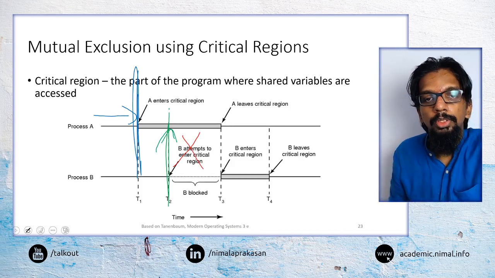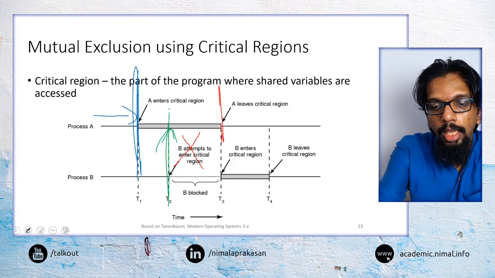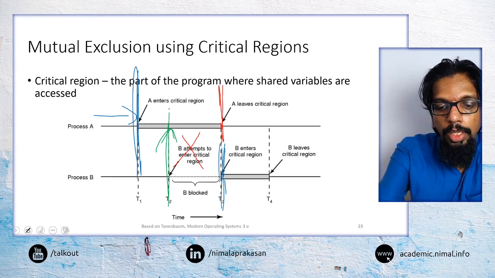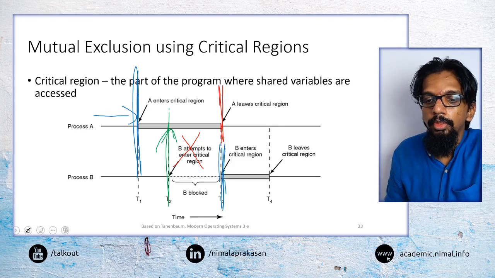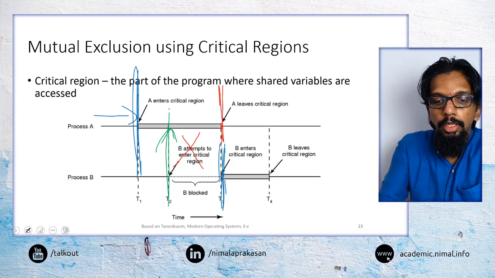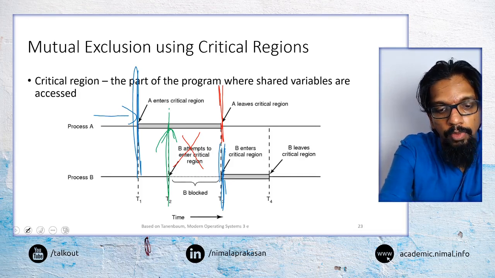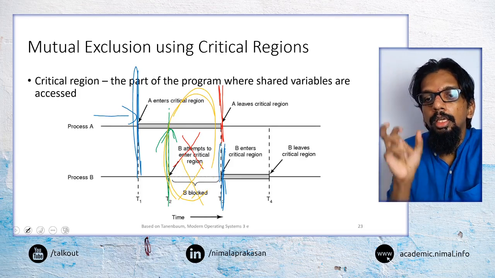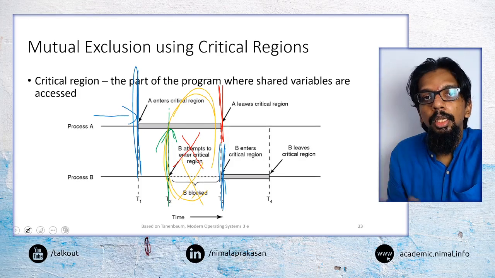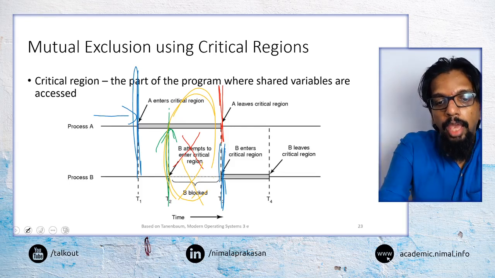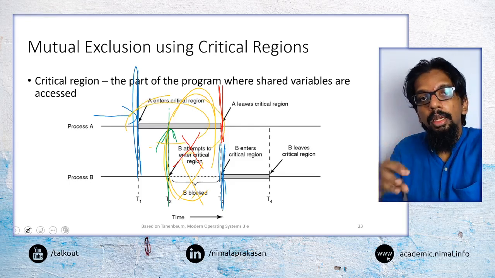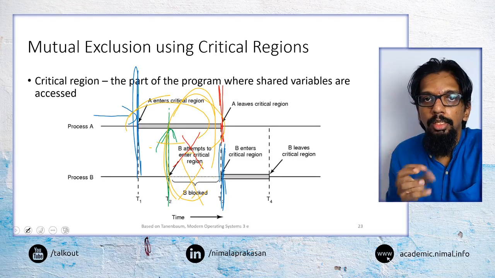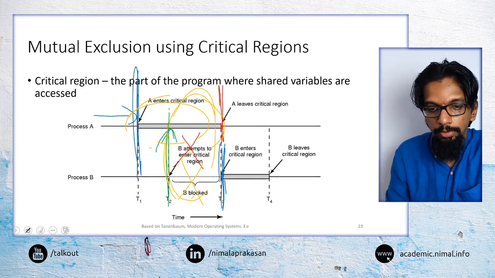We will not allow B to start its critical region until A has completed. So once A has completed, then we will allow B to start its critical region. So at a particular point in time, only one process can be in its critical region. So here we had B blocked. So that is mutual exclusion using critical regions. If A is writing a file, we will wait until A finishes writing the file before B can write a file. So that is a basic way we would implement this.